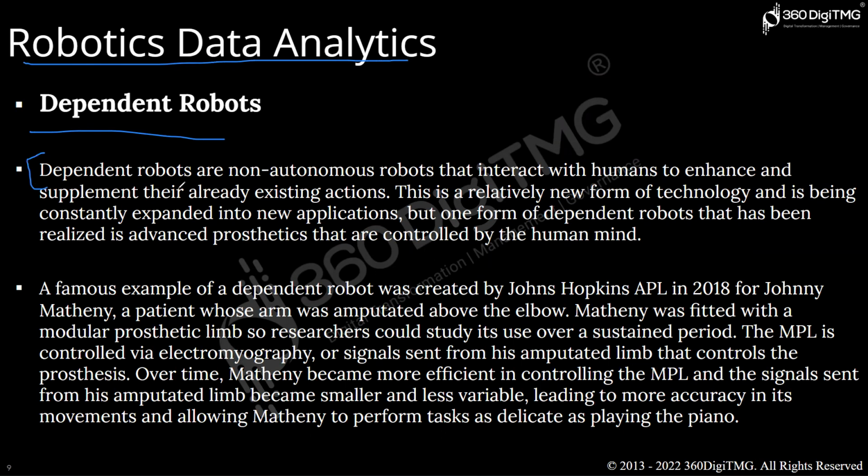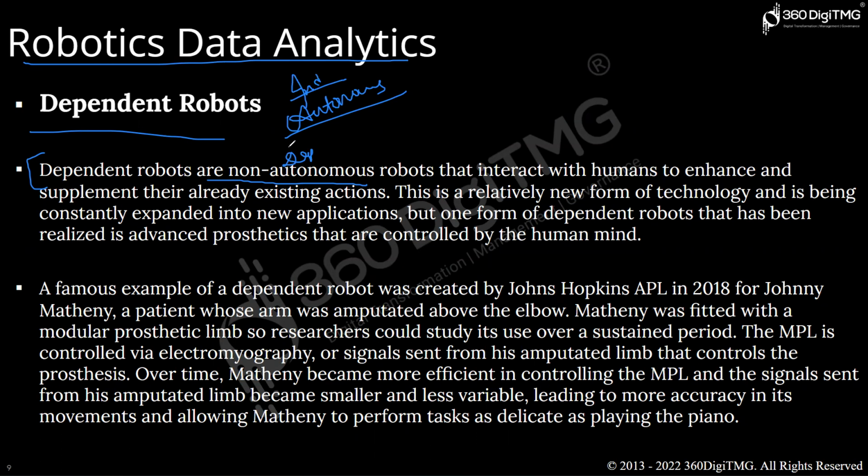So dependent robots are non-autonomous, guys. As I said, independent robots are autonomous, and dependent robots are non-autonomous. Okay, independent are autonomous, dependent are non-autonomous. What is the difference between both of these?